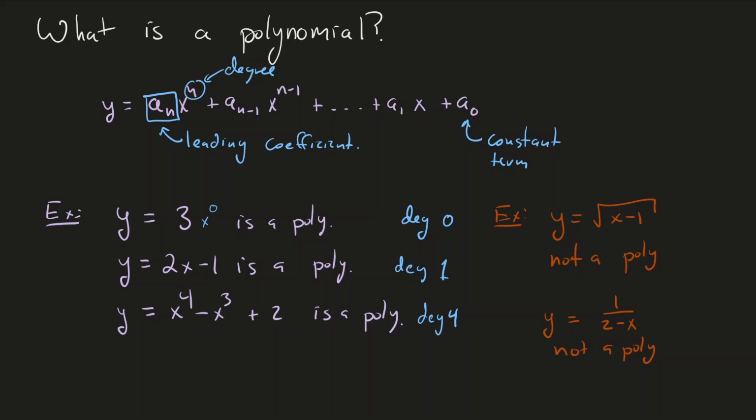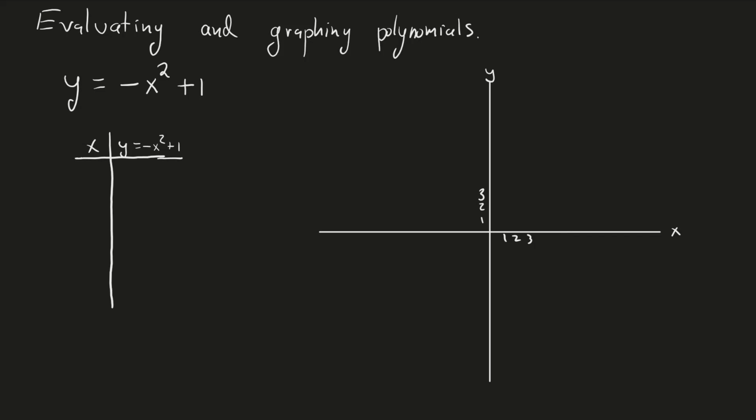There are other things that we'll talk about later, such as exponential functions and logarithms; those are also not polynomials. Polynomials are things of the form x to the n, where n is a natural number: 1, 2, 3, 4, 5, and so on, starting at 0. What's really nice about polynomials, and we've already dealt with this a little bit, is evaluating and graphing them.